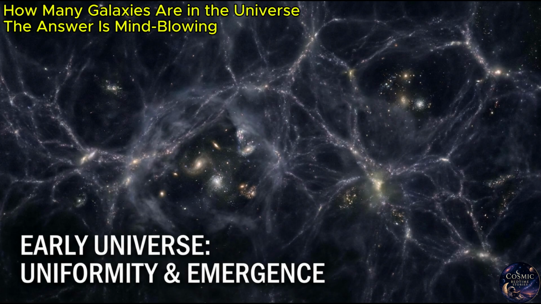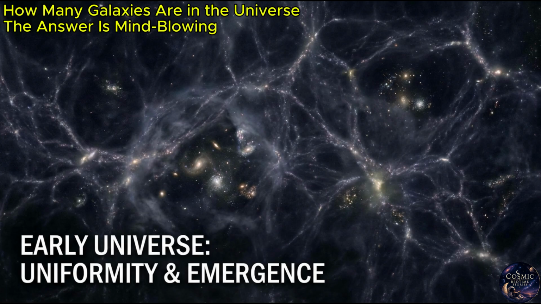Uncertainty in cosmic counts arises from the limits of observation, the complexity of galaxy formation, and the dependence on models that extend beyond directly measurable data. Even though modern surveys provide extremely detailed maps of the universe, they cannot capture every galaxy, especially the faintest and most distant ones. This creates a natural margin of uncertainty in all estimates of total galaxy numbers.